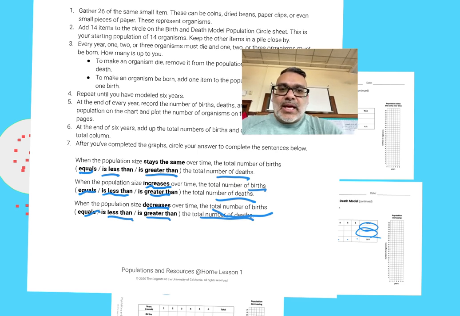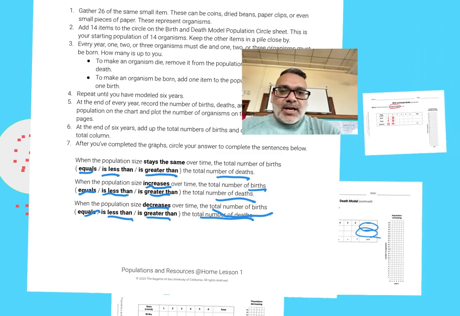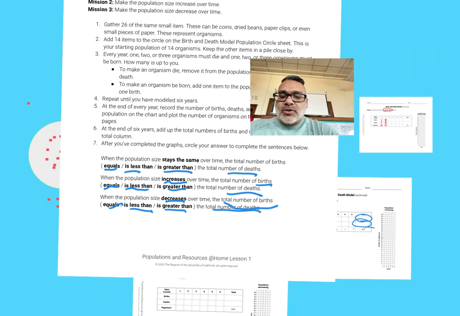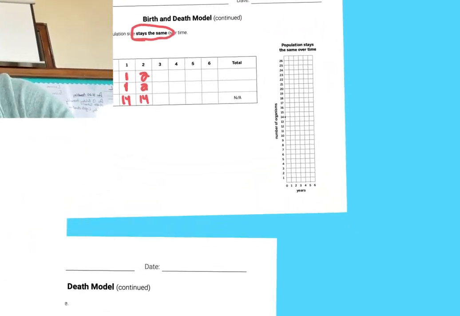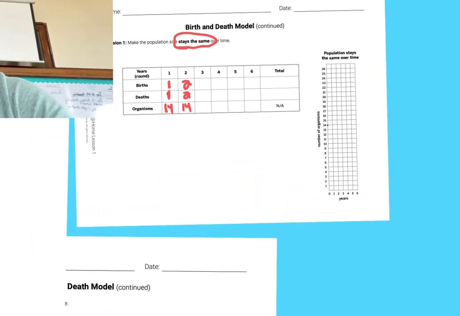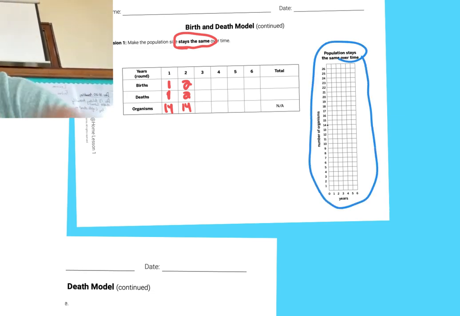Okay, so then you want to keep this document over here, you want to keep your mission documents, and then you're going to answer in the Google Doc. On the side here, the population stays the same over time. This graph over here, don't worry about that graph for now. That graph we're going to work on tomorrow.